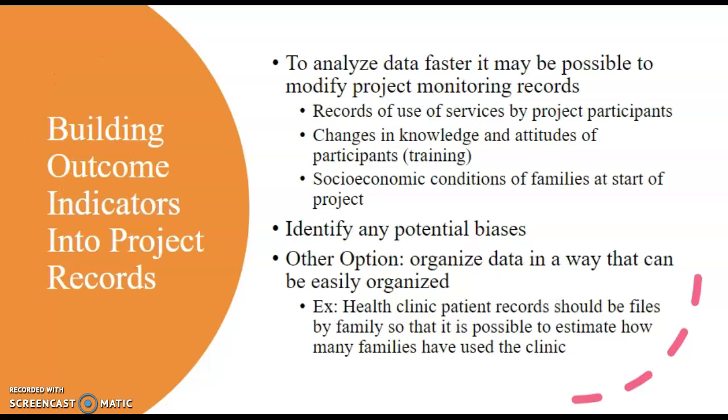To analyze data more quickly, it may be beneficial to modify project monitoring records and forms. Examples of this include records of use of services by project participants, changes in knowledge and attitudes of participants, like through training, and socioeconomic conditions of families at the start of the project. Note, potential bias may result from this if, for instance, some groups within the population are neglected. Another option is to organize data in a way that can be easily accessible, such as health clinic patient records filed per family to easily estimate how many families have used that clinic.